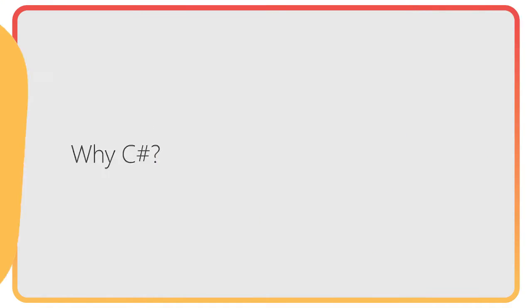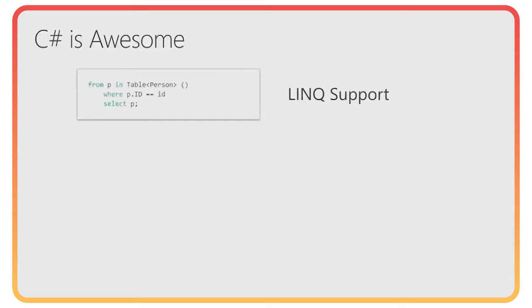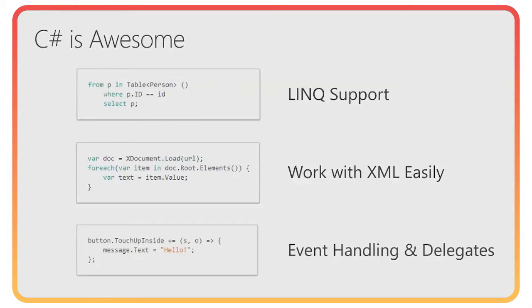Why C#? Because a lot of you already use C#, because I saw that. No, but C# is really awesome. When you say Swift is awesome, C# is also awesome. Think about C#: the way Swift is for Objective-C, it's the same for C# and C++. So what do we have? We have LINQ support if you already work with it. We can easily work with XML, events, delegates.